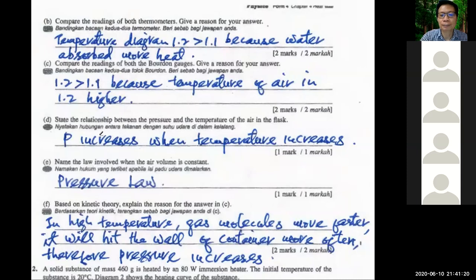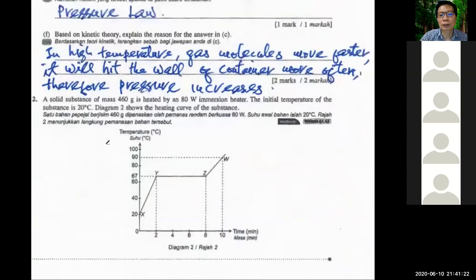Okay, next question. A solid substance of 460 gram is heated by an 80 watt immersion heater. Initial temperature is 20 degrees. See here, 20, heat up to 67. Then it starts to melt. Here is melting. You see, temperature never changes, meaning latent heat, melting. After it finishes melting, the temperature continues to go up. So here is temperature, here is time.